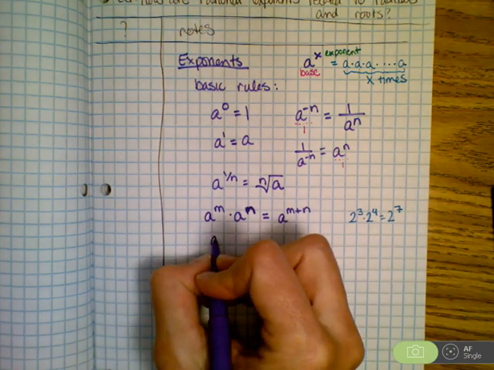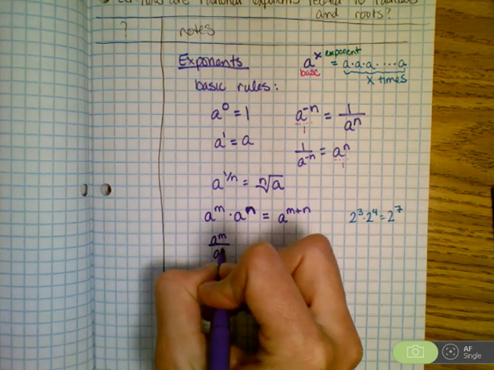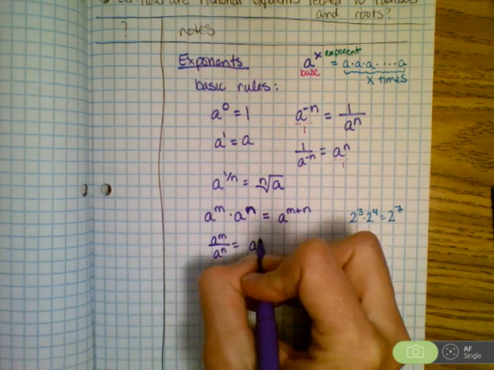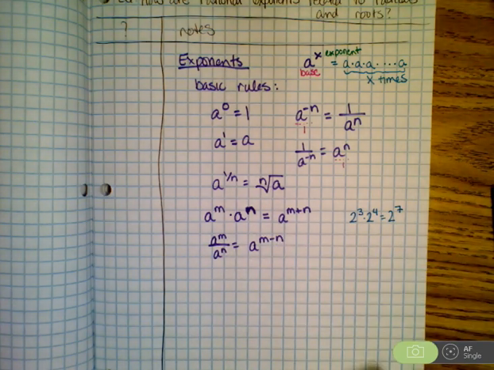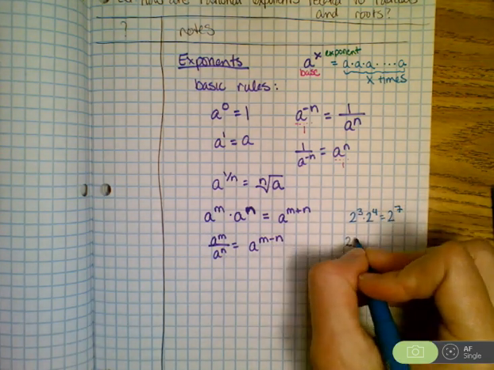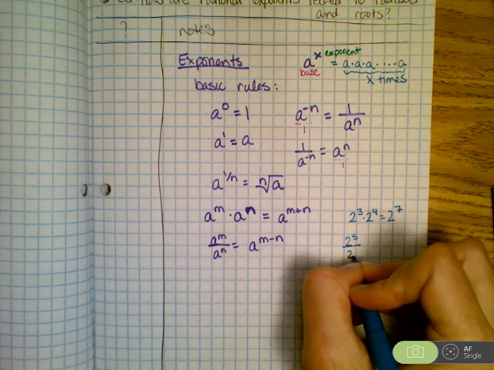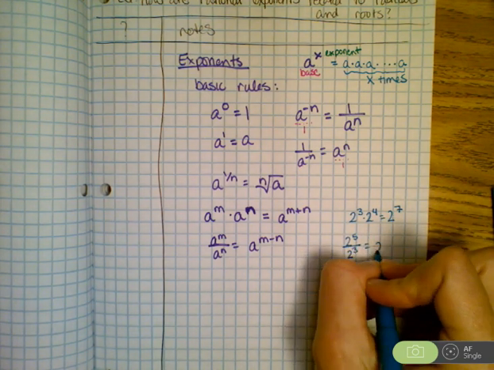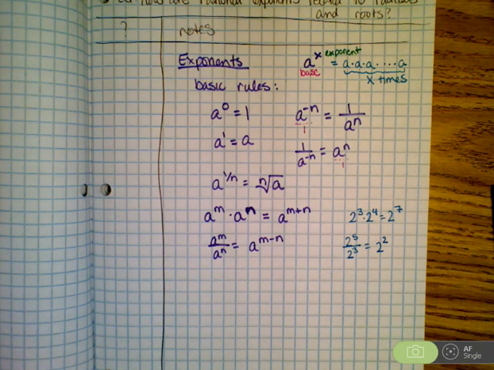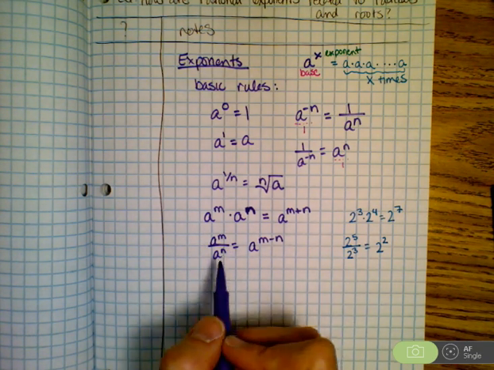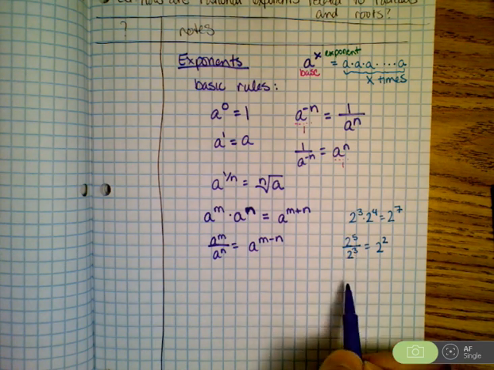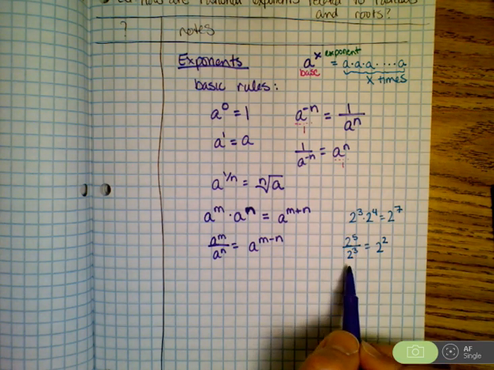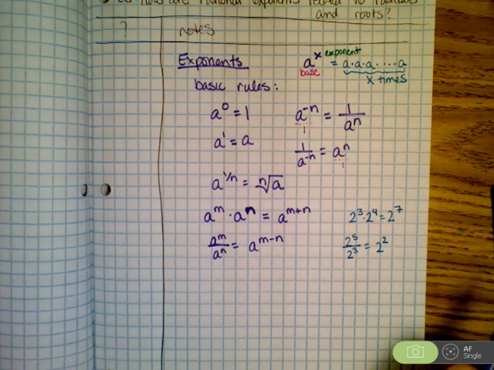Another rule, a to the m over a to the n. Then we subtract the exponents. So if you had 2 to the 5th divided by 2 to the 3rd, that would equal 2 to the 2nd. You can check those on a calculator if you don't believe me, but they really do work. 2 to the 5th is 32, 2 to the 3rd is 8, 32 divided by 8 is 4, 2 to the 2nd is 4. Look at that, she can do math.